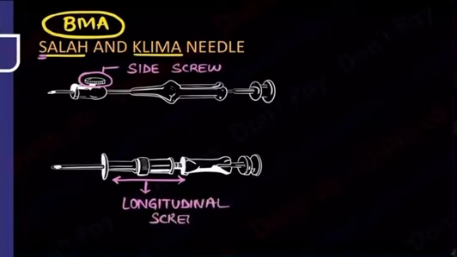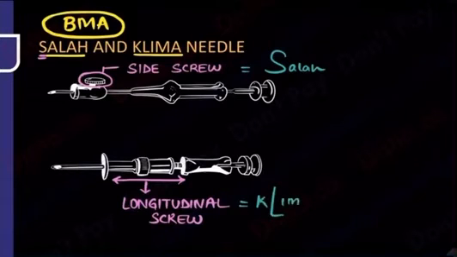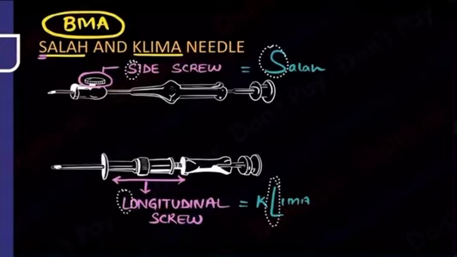So S for S is going to be simple, na? Side screw wala is going to be the Salah's needle, and longitudinal one is going to be the Klima needle. How easy to identify. Side screw is Salah's needle, S for S, and longitudinal one is going to be the Klima needle.